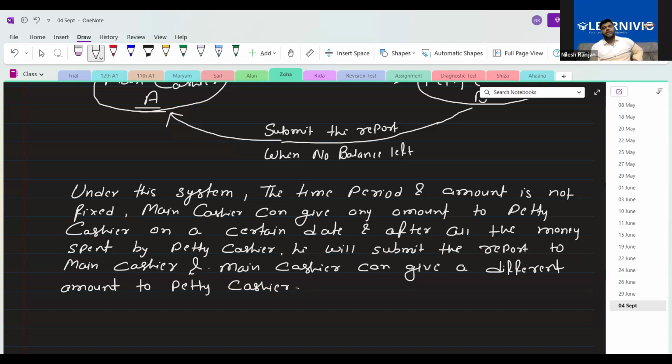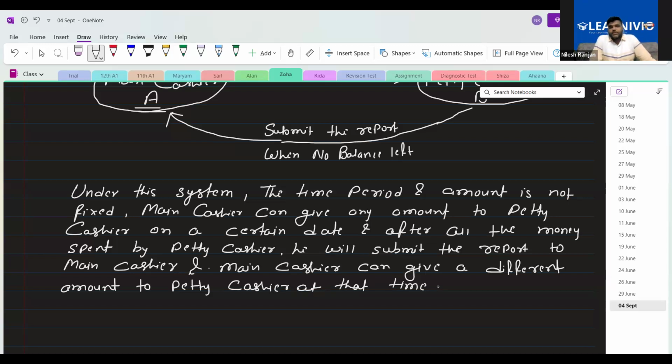So the main cashier can give any amount to the petty cashier on a certain date. And after all the money is spent by the petty cashier, he will submit the report to the main cashier, and the main cashier can give a different amount to the petty cashier at that time. Okay, so these are the two systems. This is important for theory. It has no use in practical questions because this is like the imprest system.